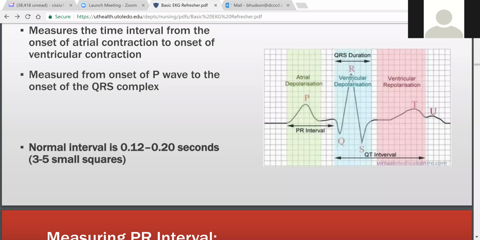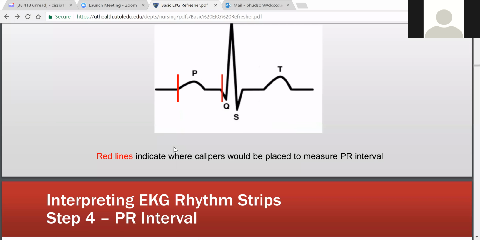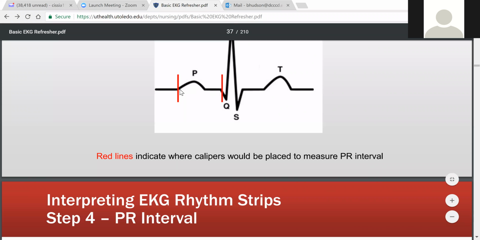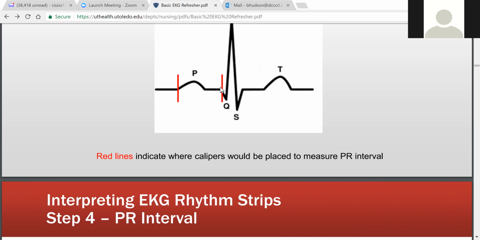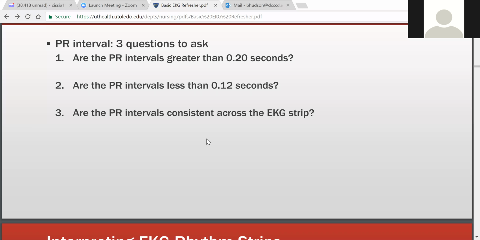The PR interval is basically a measurement, but everything I've been asking you is about the atrial and ventricular depolarization and repolarization. So this is how you would measure the PR interval: from the beginning of the P wave to right before it hits the Q. Then you would start your Q here to about right here for the QRS complex, and that's coming up shortly. So this is just how to measure. They're asking, is this less than 0.12 seconds, or is it within normal limits?